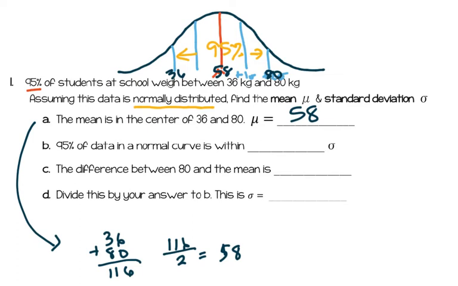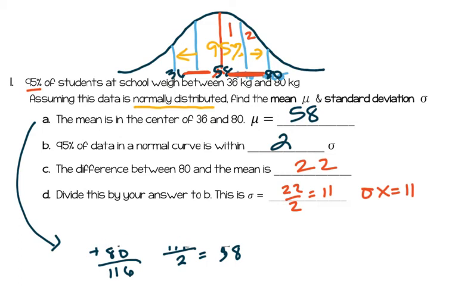95% of the data in a normal curve is within 2 standard deviations. And so what I'm going to look at next is what's the difference between 58 to 80? How much space is in there? And so it's 22. Notice it's also 22 that way. So between 36 and 58, it's also 22. So I'm going to take that much space and I'm going to split it up between two standard deviations. So 22 divided by 2 is 11. That means that my standard deviation is 11.